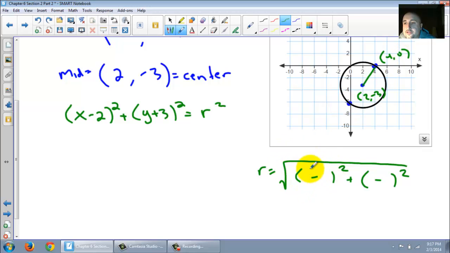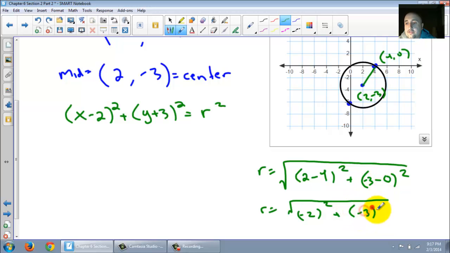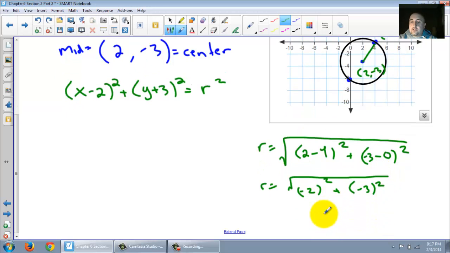So for the first portion of your distance formula, you subtract your x's. We have 2 and 4, so (2 minus 4) squared, and then we have (-3 minus 0). Remember, this is our radius. 2 take away 4 is -2 squared, plus -3 take away 0 is -3 squared. So what do we get? r equals, -2 squared is 4, plus -3 squared is 9, and 9 plus 4 is 13. So r equals the square root of 13.